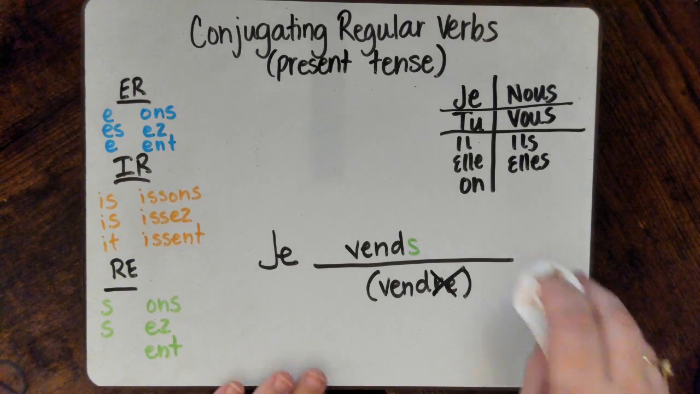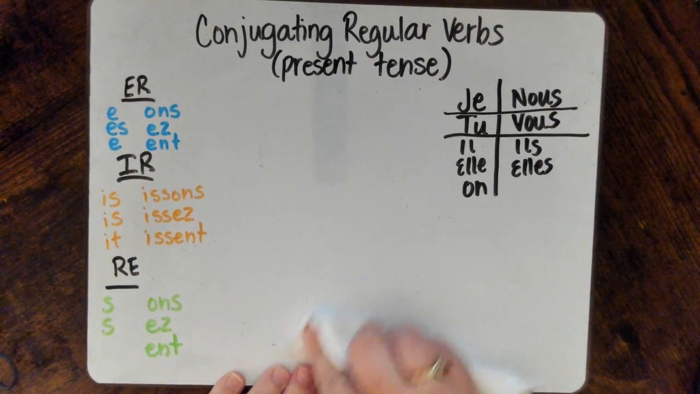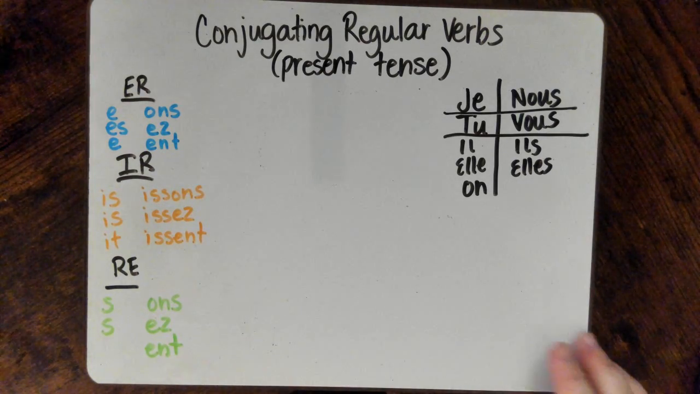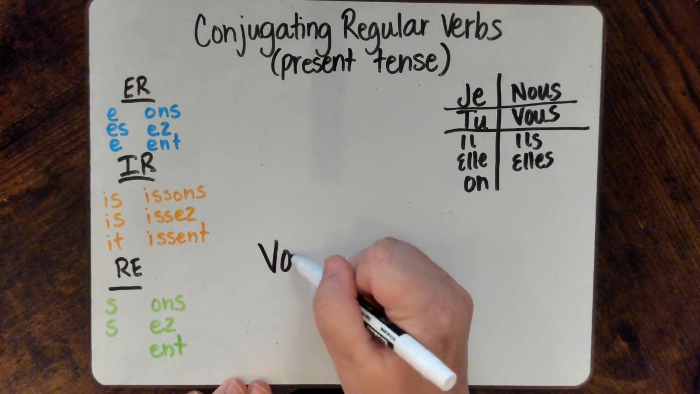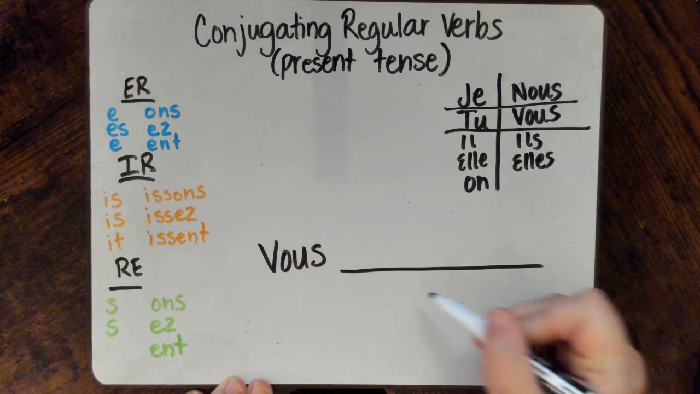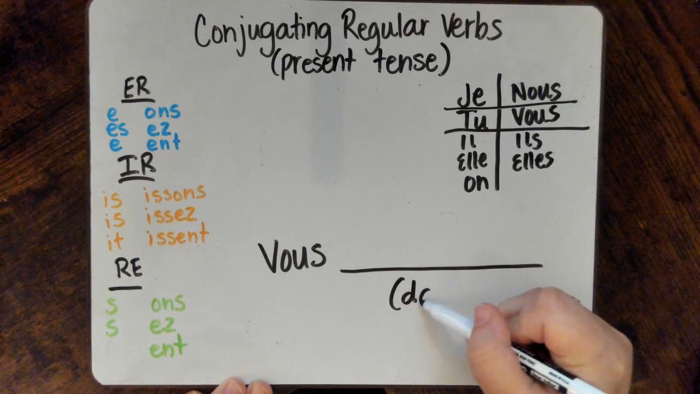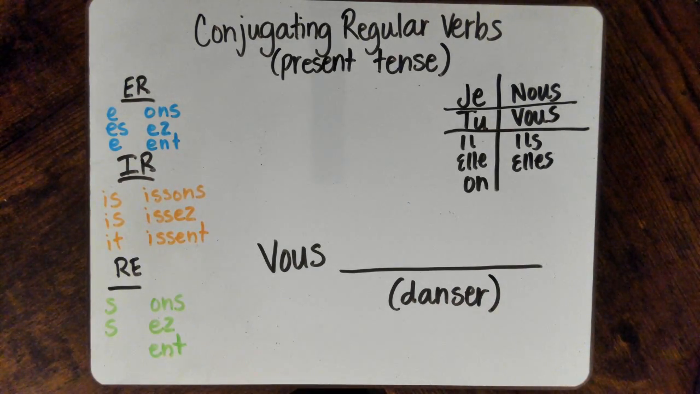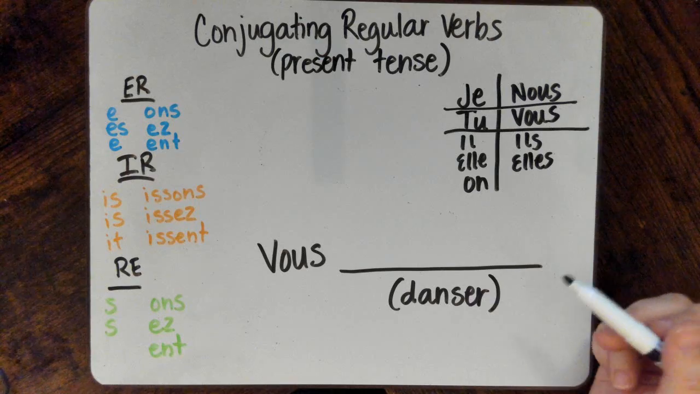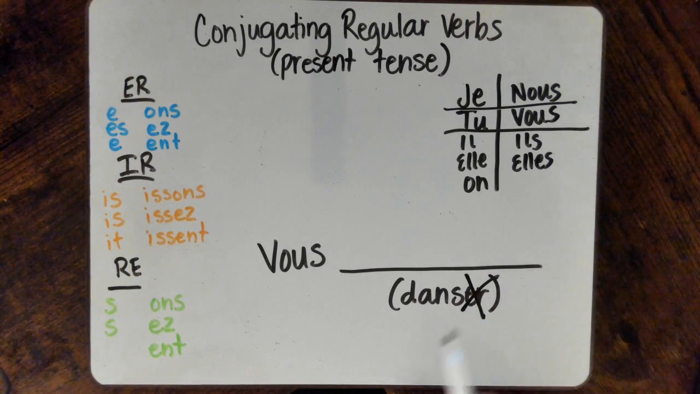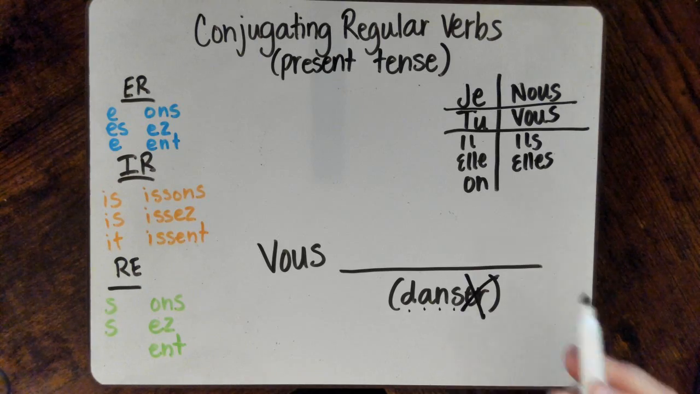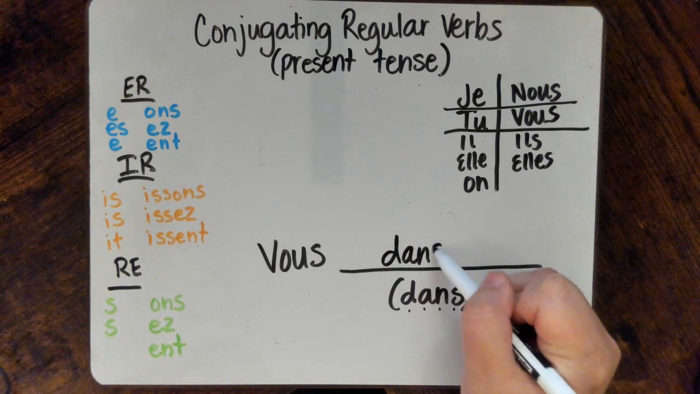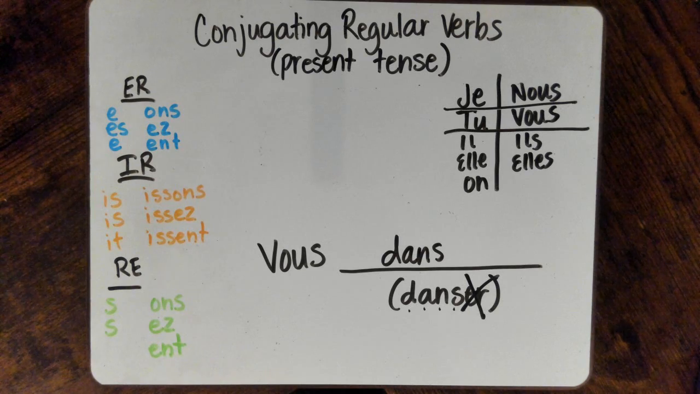Let's try another one. How about vous? Danser. So you want to say you dance, and you're going to use the verb danser. So to find the stem, we're going to take off the ER. We're left with DANS. That's our stem. Now we need to add our endings. What kind of verb is danser? ER, IR, or RE?